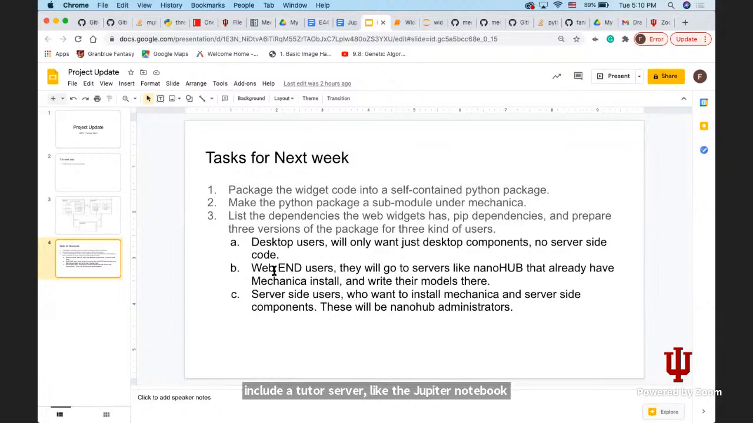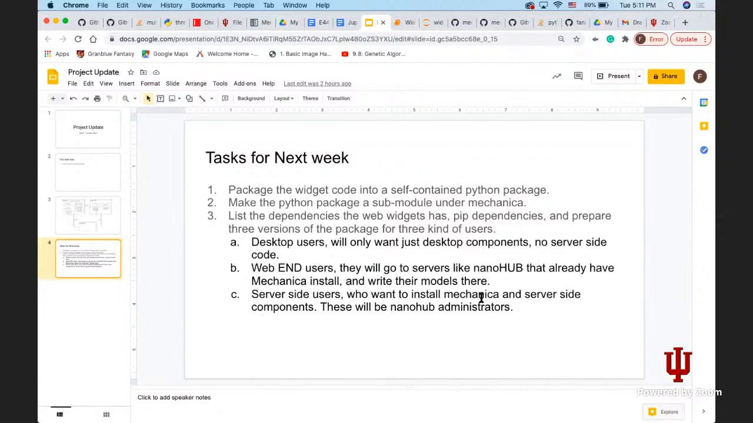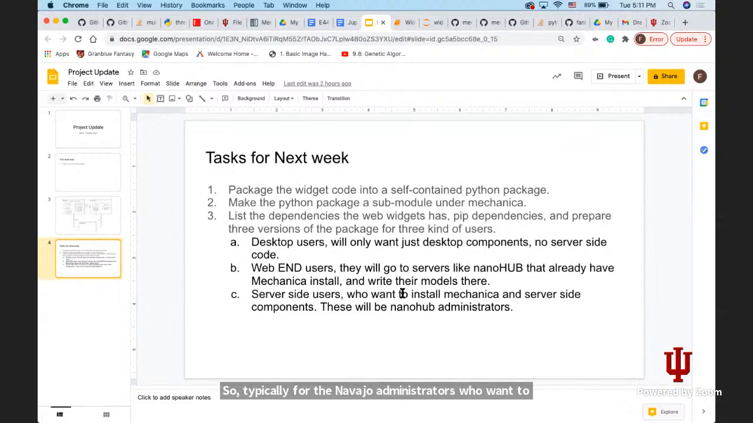And the second is for the web end user. They will not install the package, but they will only go to the NanoHub in order to write their models and to run the models. So it's kind of a binary form for them. And the third one is for the server-side users. So typically for the NanoHub administrators who want to install our package in their server. And this should include the Jupyter server-side component and also the Mechanica components. Yeah, that's all for the task for this week.